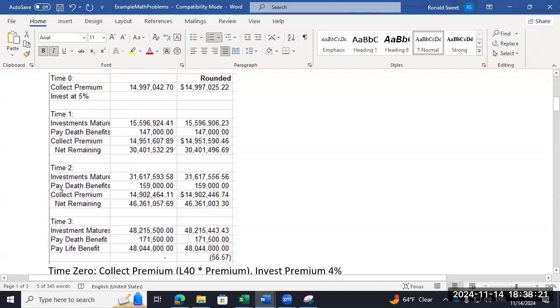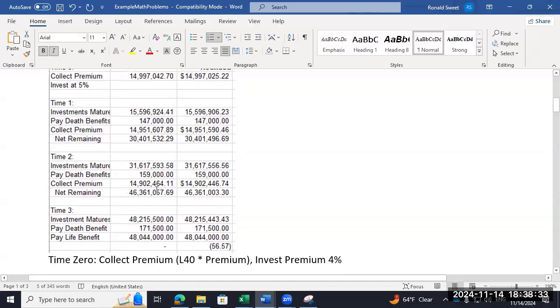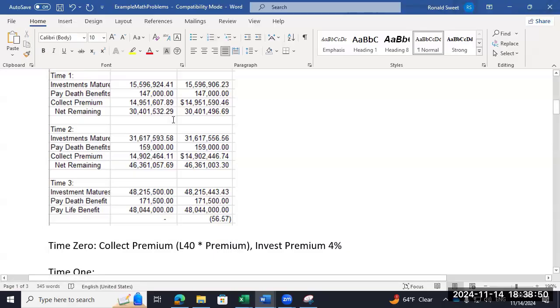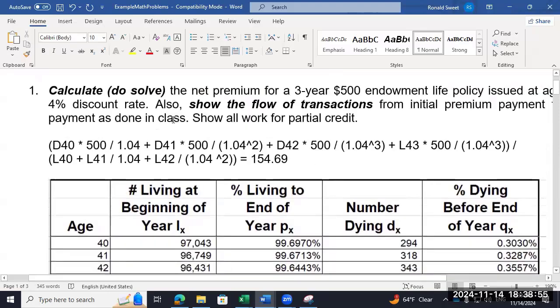Collect that premium, L42 times 154, D41 times $500, 30 million minus 159 plus 14,902 equals 46. You multiply that by 1.04, you pay the D42s, 171, you pay the L43s, 48 million. So most of those are about 500 bucks. And you should end up with something close to 0 at the end. I'll put this out on Canvas so you have it to practice with. It takes some practice, but it gets really redundant once you get one set up.